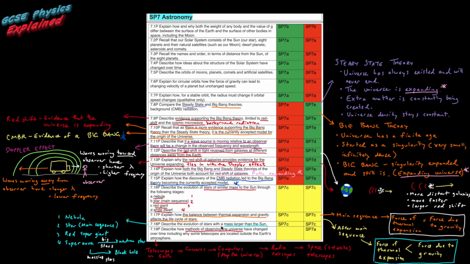Describe the evolution of stars with a mass larger than the Sun. If you are larger than the Sun, again, you're going to be a nebula like you were before. You're going to be a main sequence star like you were before. But instead of being a red giant, you'll be a red supergiant. And instead of a white dwarf, you'll be a supernova. And if you are a big star, you'll turn into a neutron star. Or if you are a massive star, after you've supernovaed, you'll become a black hole. Again, check out my video to do with that if you don't understand.